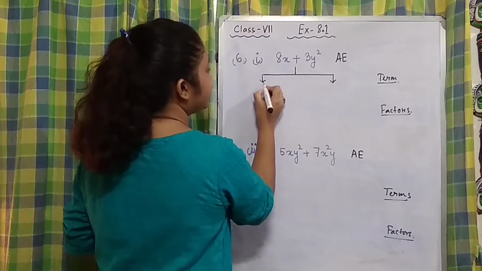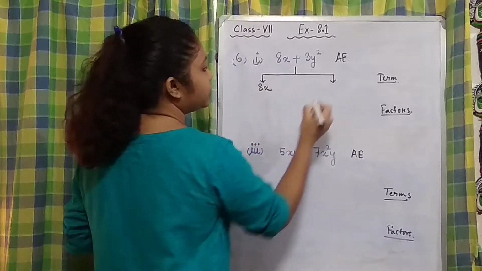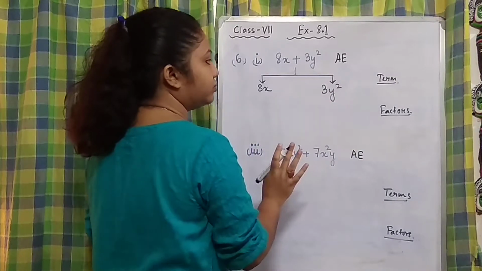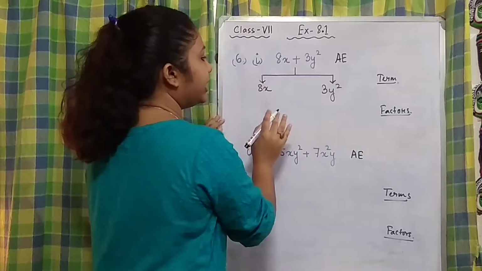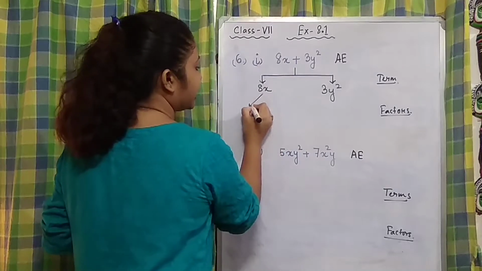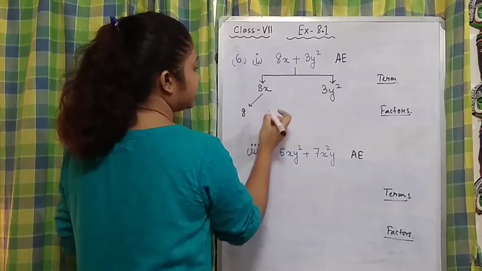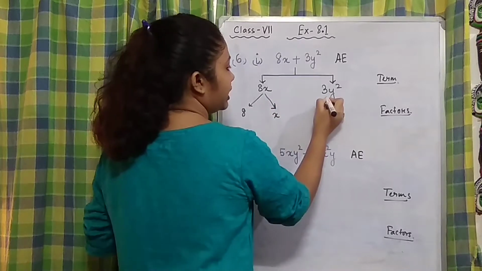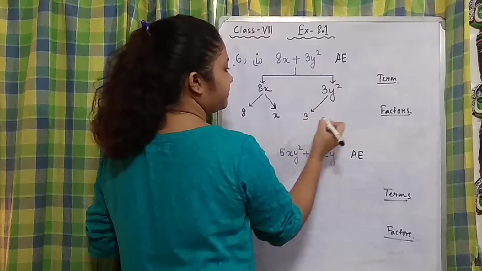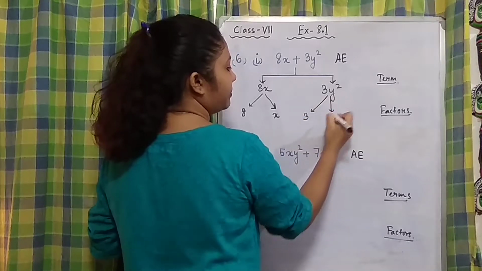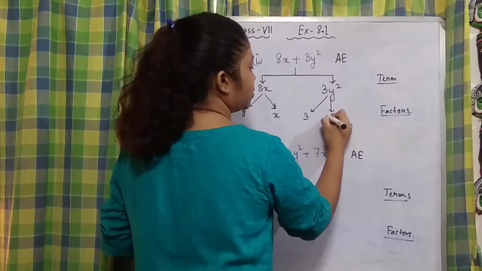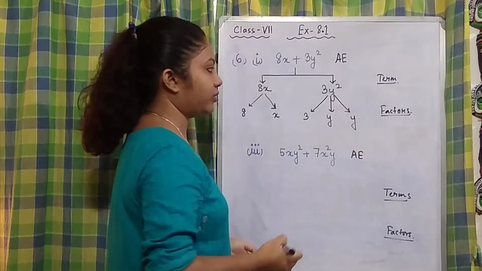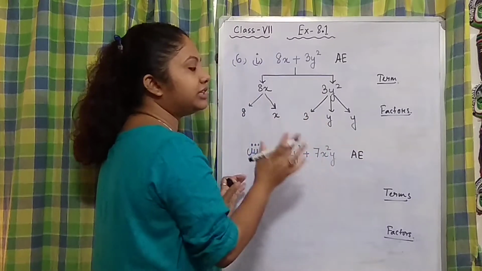Okay. So here how are we going to do it? The first term is 8x. The next one is 3y square. Alright, so we have got both of the terms. Now we are going to break it down into factors. Now what are the factors we are getting from here? 8x. So 8 and x. Alright, now from here, first one is 3. Then y square means y into y. So first one is y and the next one is another y. Okay, so this is how we do the tree diagram.